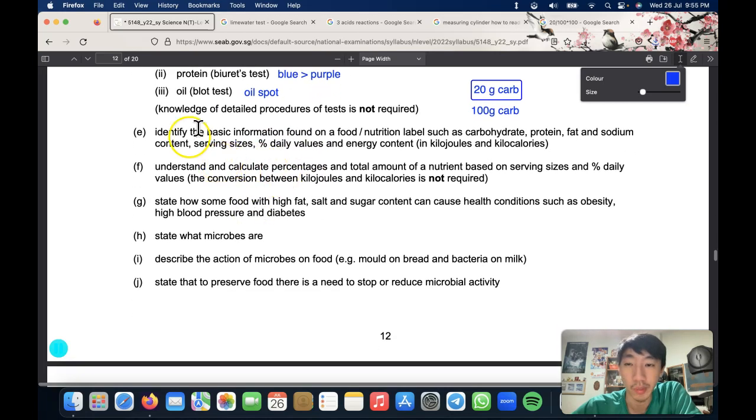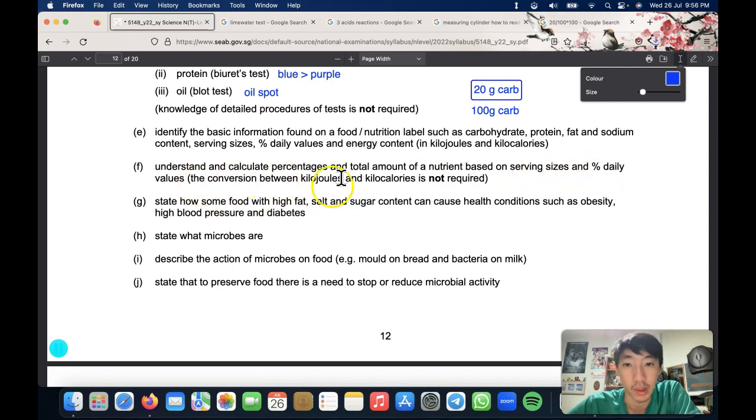Okay, and then all the information, things like serving sizes, things like energy content, you must be able to read. All the data is all there. You just need to open your eyes, look carefully, and you'll be able to see it. Okay, then we understand and calculate percentages and total amount of nutrient based on the serving sizes and percent daily value.